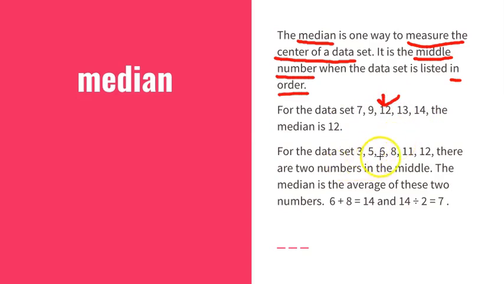Here, we have 3, 5, 6, 8, 11, and 12. When you have 2 in the middle, so when you have an even number data set, you take the 2 that are in the middle, add them together, and divide them by 2. So for this one, the median is going to be 7. Probably want to jot both of those examples down.